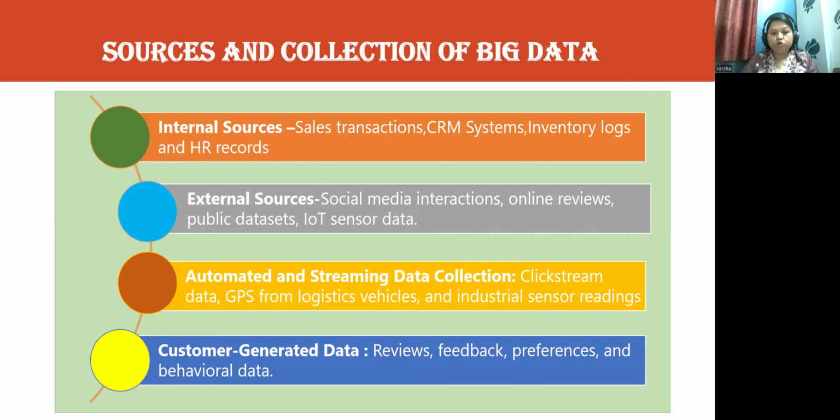And the last source for the generation of big data is customer generated data. So reviews, feedback from customers, their preferences and behavioral data are a very useful source of big data. For example, Amazon and Flipkart, these are e-commerce sites. They use purchase reviews and browsing history to refine recommendation algorithms.